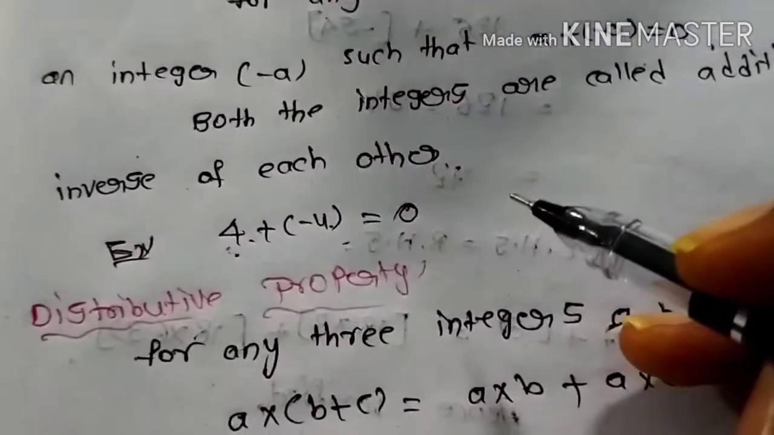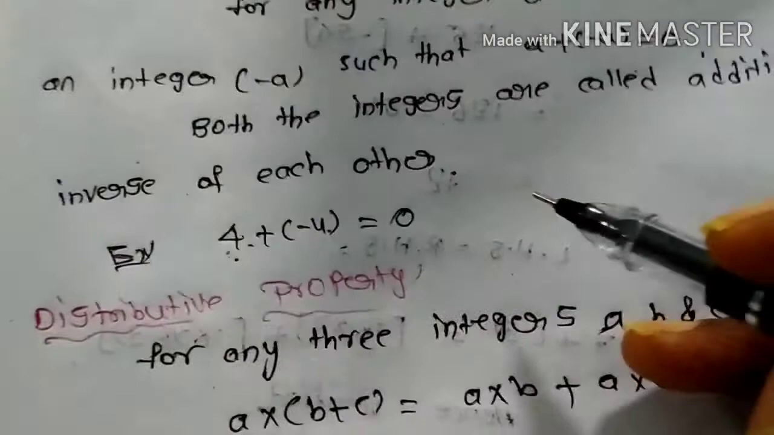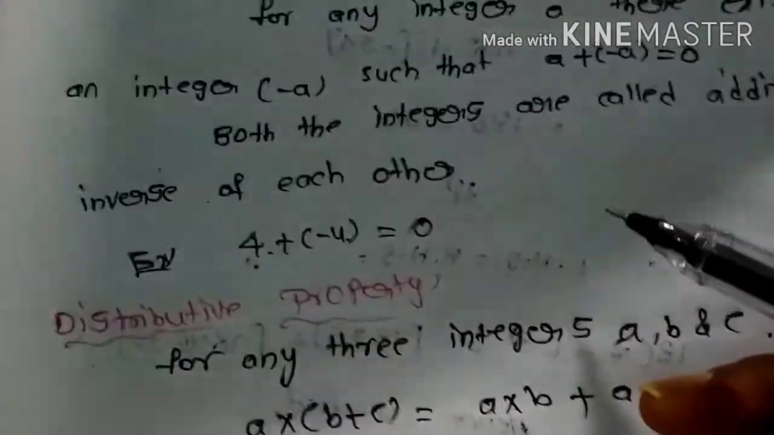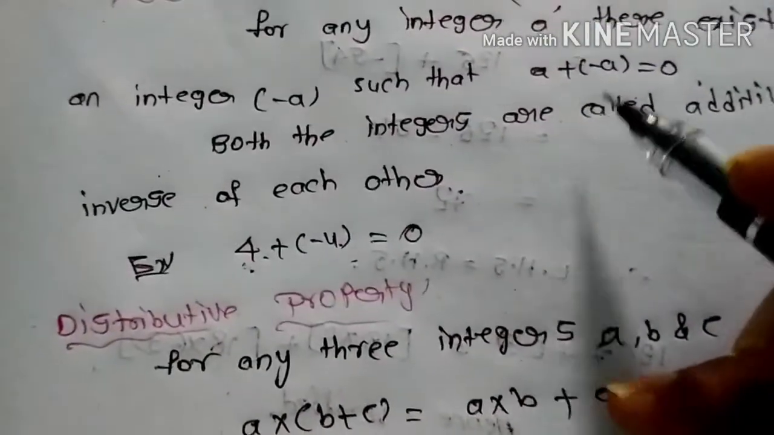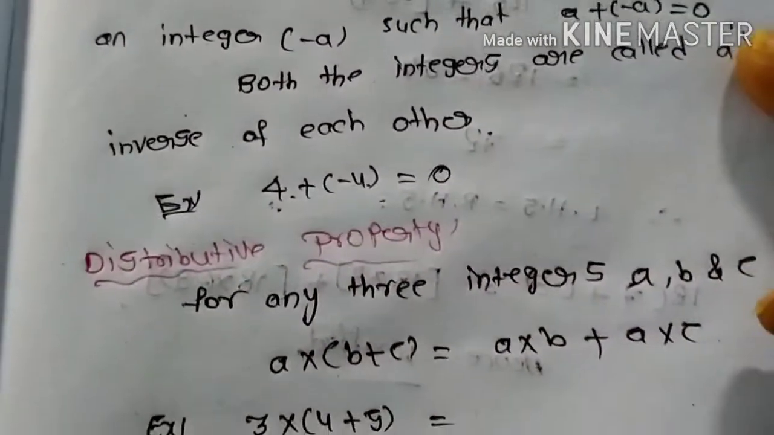For example, I will ask you, what is the additive inverse of 3? Just you can change the symbol. Minus 3 is your answer. If I am asking, what is the additive inverse of minus 8? Just change the symbol, minus 8 to plus 8. That means your answer is 8 only. I hope you understand this one.